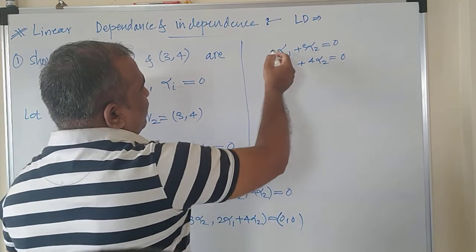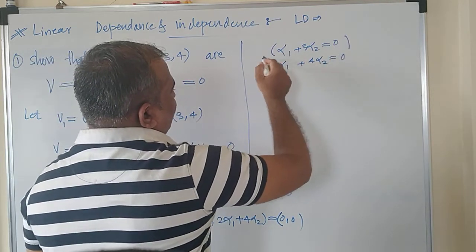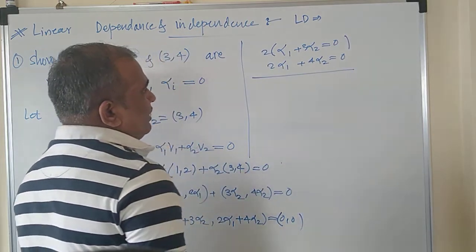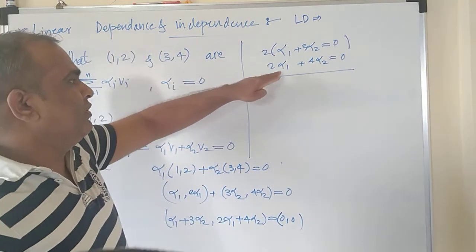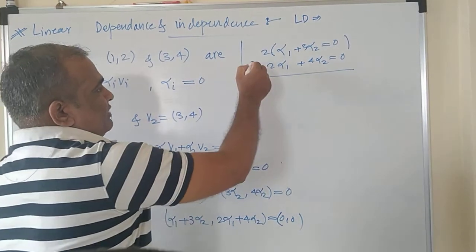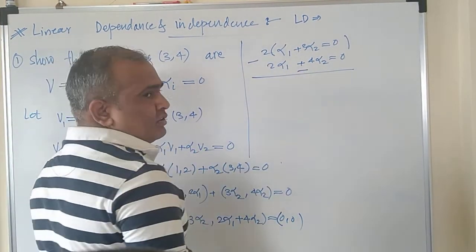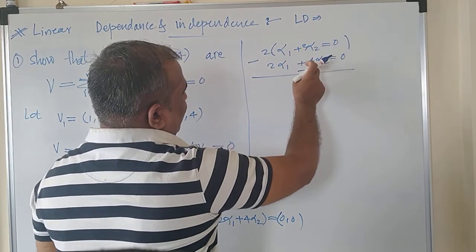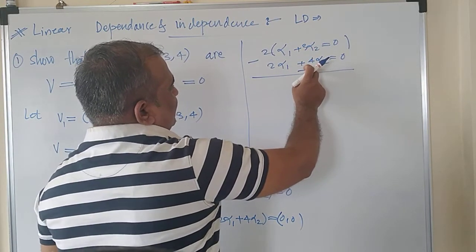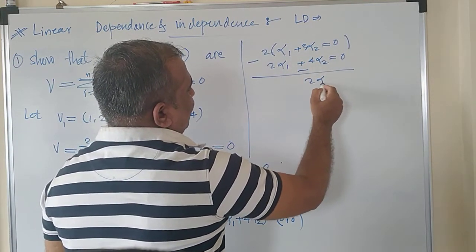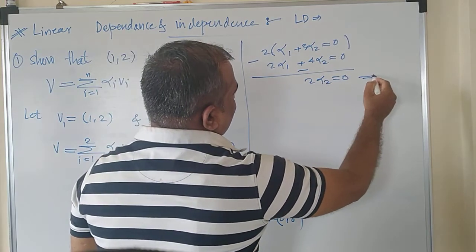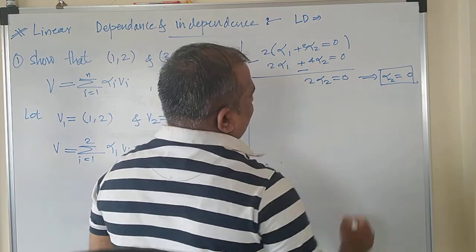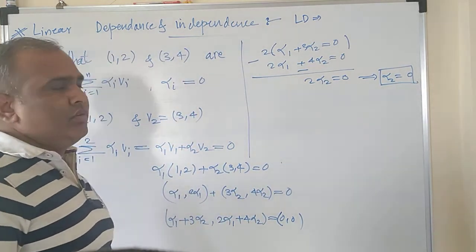And if you want to eliminate alpha 1, let us multiply equation number 1 by 2, which will give you 2 alpha 1 plus 6 alpha 2 equals 0. And if you subtract these two equations, this will give me 6 alpha 2 minus 4 alpha 2. So 6 minus 4 is 2. So 2 alpha 2 equals 0, which gives the value of alpha 2 equals 0. We got one scalar, alpha 2 equals 0.